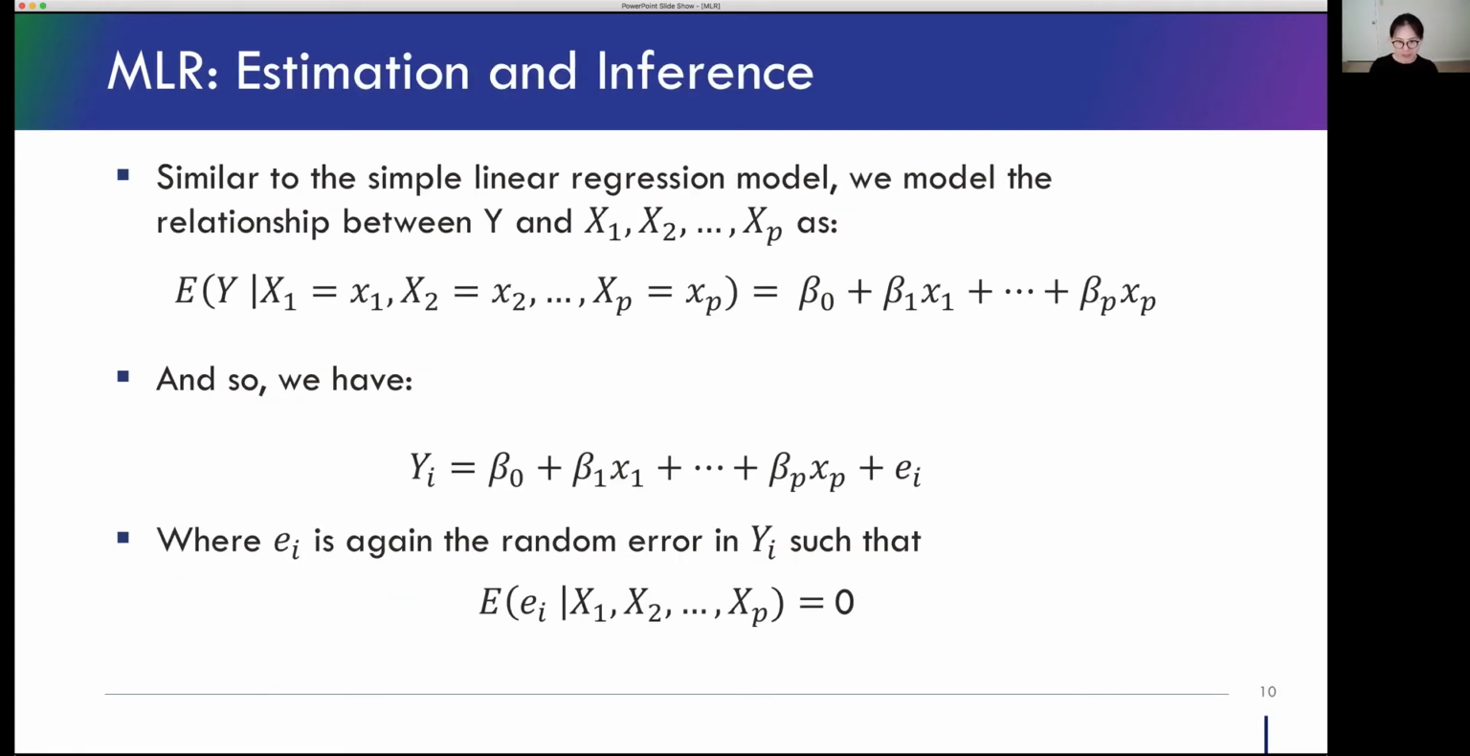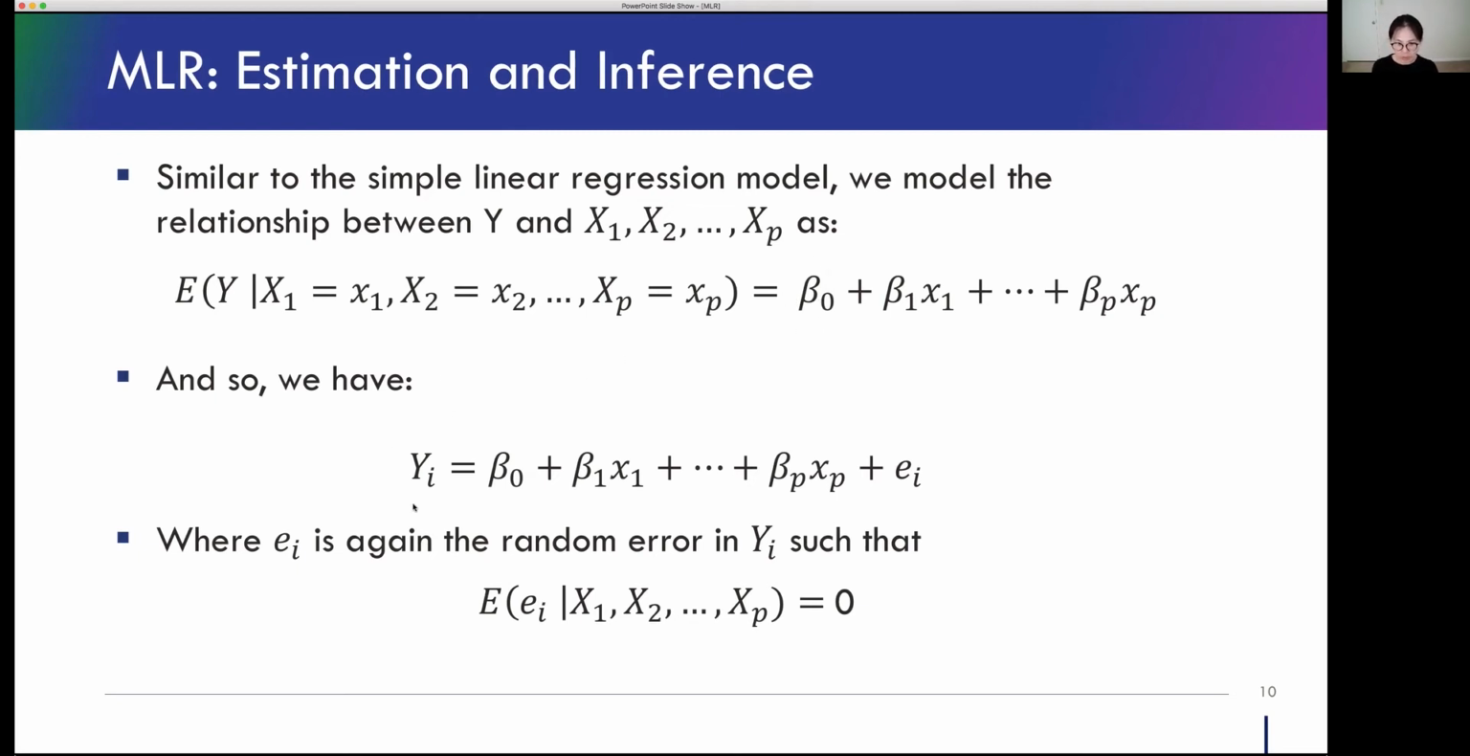Okay, let's get to the model. It's very similar to the simple linear regression model, but we have more than just this beta 1 times x1. If you notice, we have multiple terms here, up to beta p times xp. So in total, we have p plus 1 parameters in this model, plus 1 because we have this beta 0.